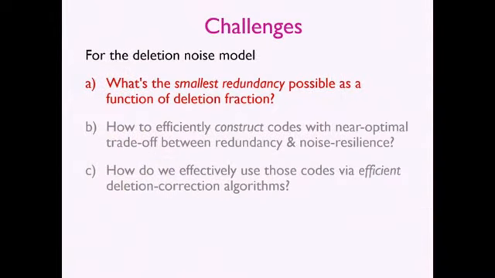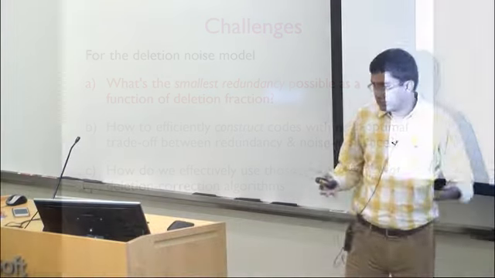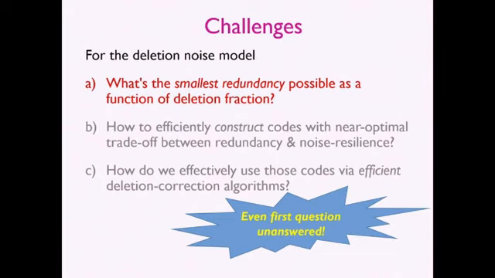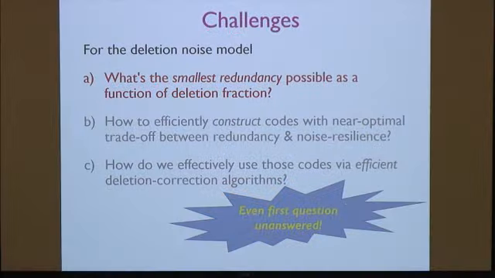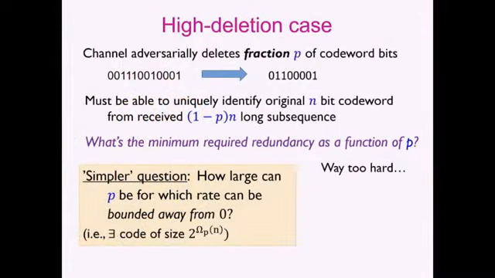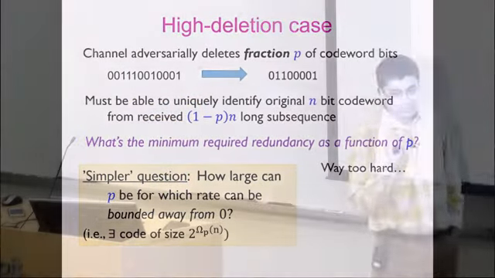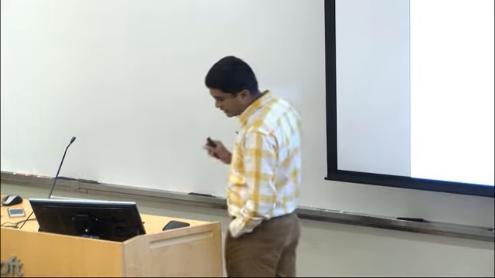Okay, again we have a three-pronged question. So you can say, okay, suppose I delete p fraction of bits. What's the best redundancy I can have? Can I construct codes? Can I decode these? The first question itself is open. Okay? So even the first question is unanswered, and as we will see, even much easier things than this are unanswered. So again, let's go back to this specific question. You have bits, and the adversary deletes pn of these bits adversarially.